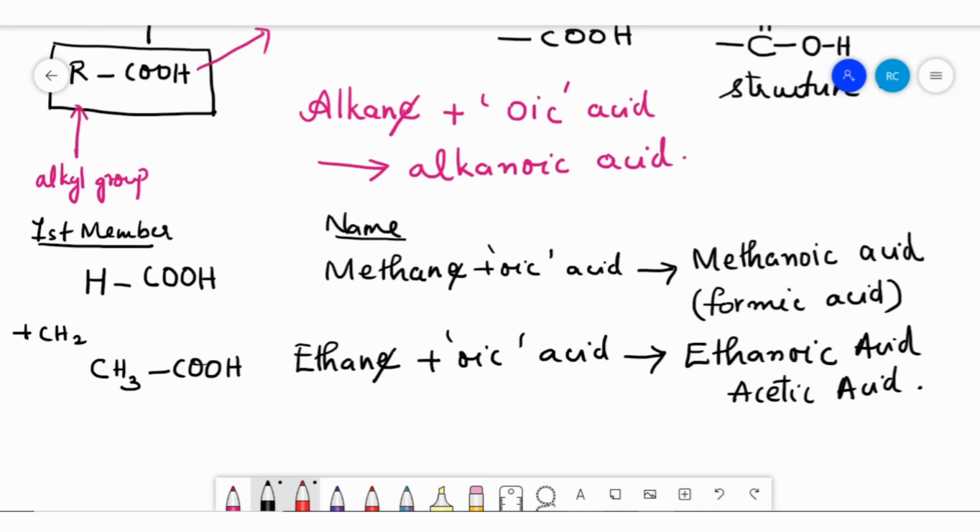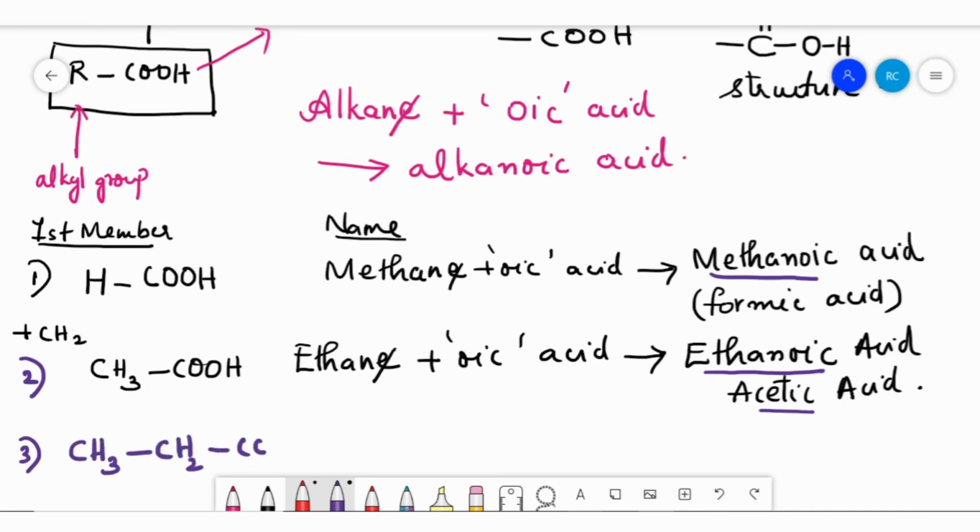So we derived two members. The first member is HCOOH, that is methanoic acid. The second member we derived is ethanoic acid, CH3COOH. For the third member, add one more CH2 to this group. The product will be CH3CH2COOH, which is a derivative of propane. So we name it propanoic acid, because the compound contains three carbon atoms, and the three-carbon alkane is propane.